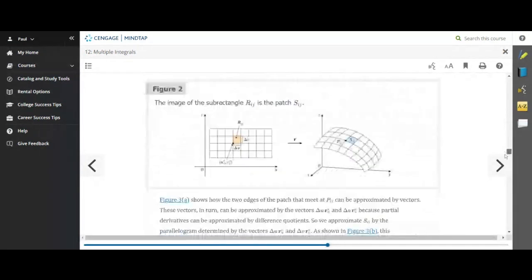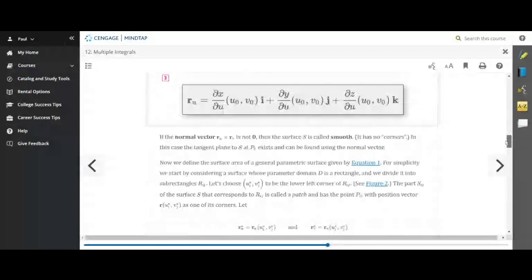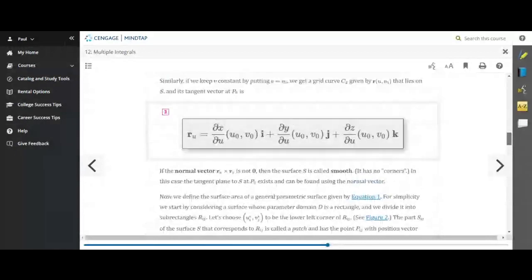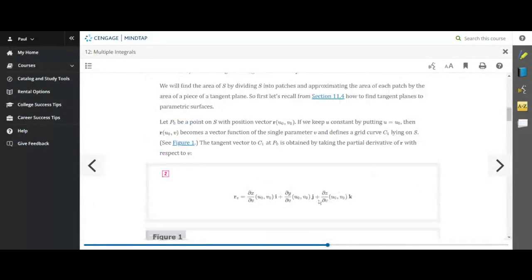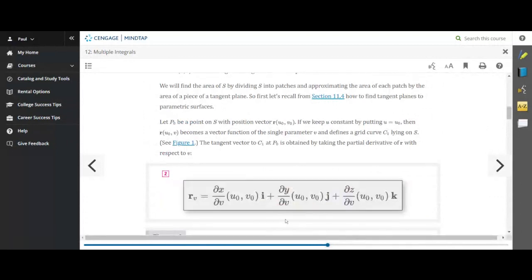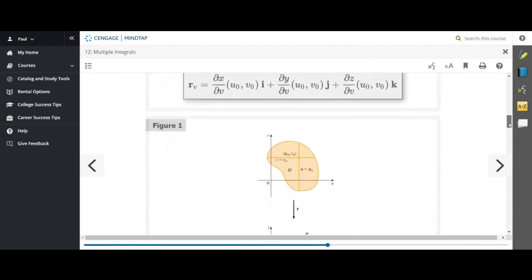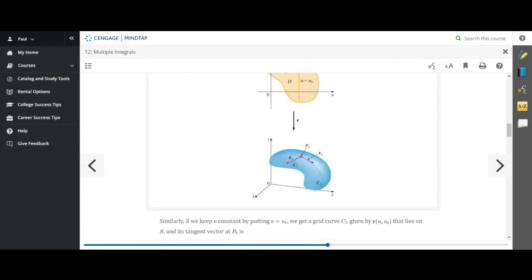And then, let me see here, there should be one for r sub v. Oh, I guess that's up here. So that's how you would find that tangent vector. So r sub u and r sub v, you know how to find those tangent vectors, and that's going to then be the tangent vectors that you see in the figure. So again, how does this help us?